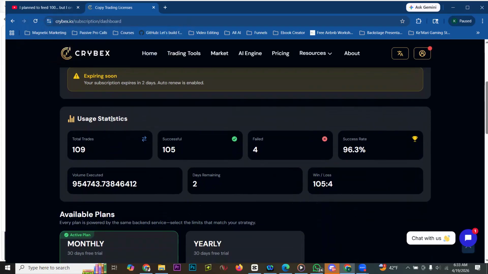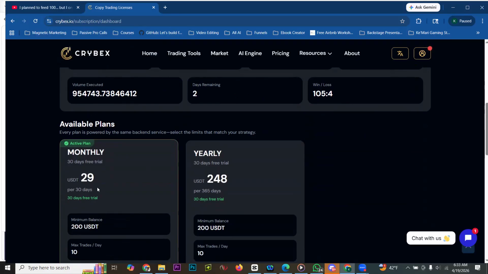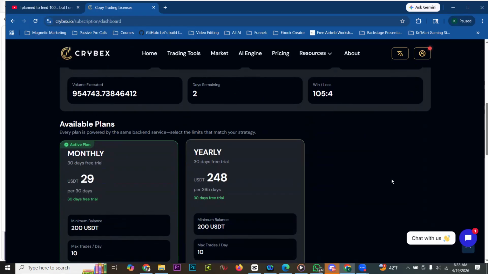Below that, as you see, we have the usage statistics, right? Total trades taken: 109. We've won 105 and lost four. 96.3% win rate. That is amazing. Then down here, of course, you've got the subscriptions, either $29 a month or $248 for the year.